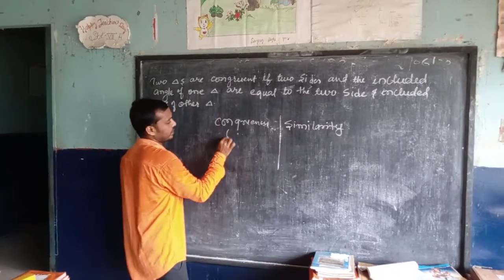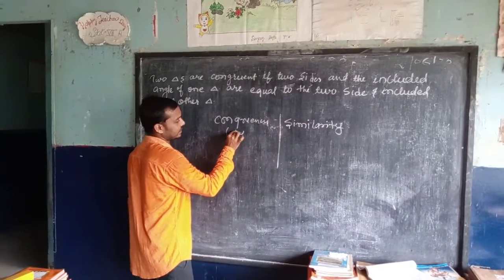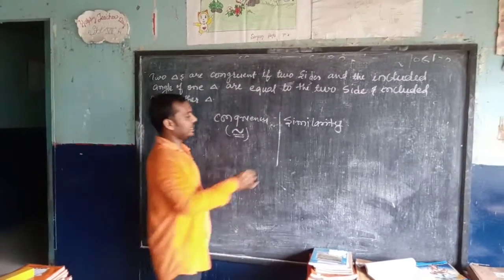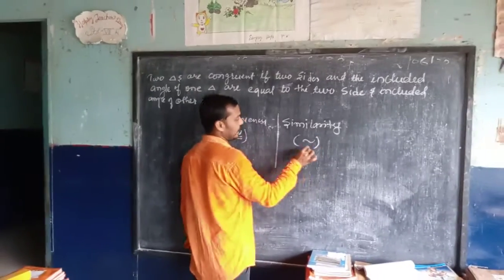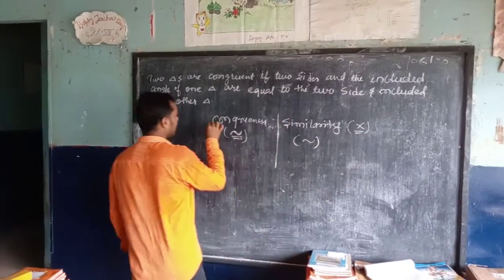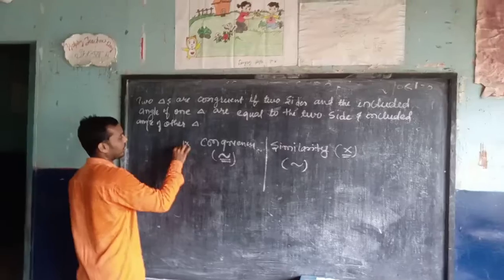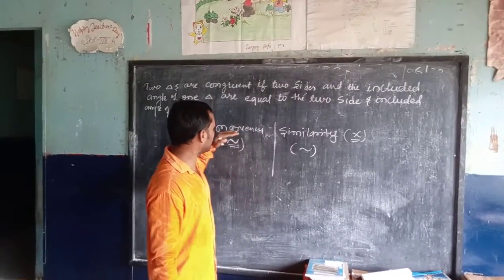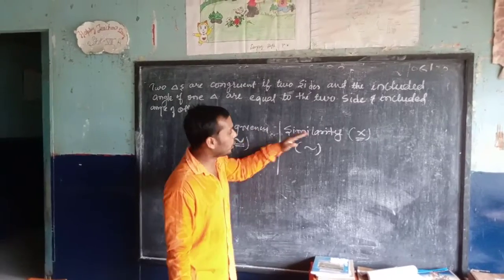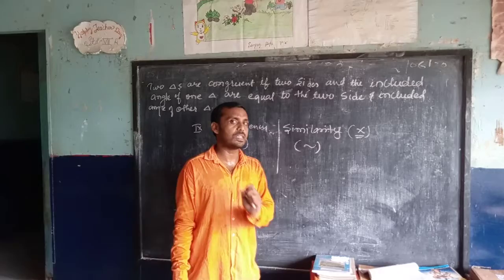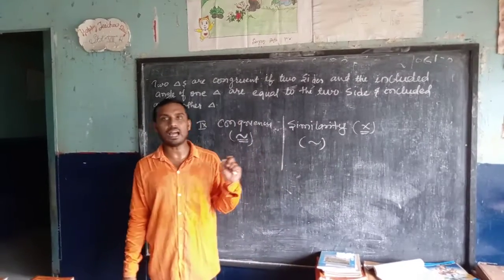So for congruency we have a sign like this. This is the symbol for congruency and this is the symbol for similarity. This we have to discuss in class 10, and this is the topic of our class 9. So here we are to discuss the property of congruency, not the property of similarity. But we will learn what the difference is between congruency and similarity.